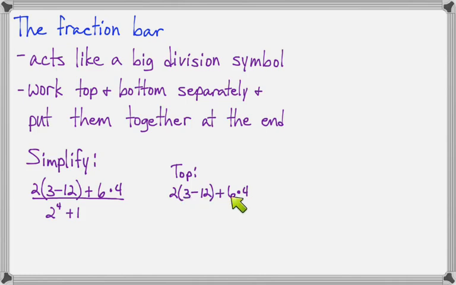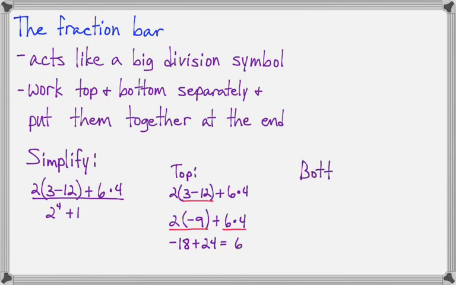Here's just the top. So I've got parentheses. I need to do what's in parentheses first. So 3 minus 12 is -9. Now I have a multiplication here and another multiplication here. May as well do them both at the same time. 2 times -9 is -18, and 6 times 4 is 24. And then -18 plus 24 is 6. So this is going to become the top of our answer.